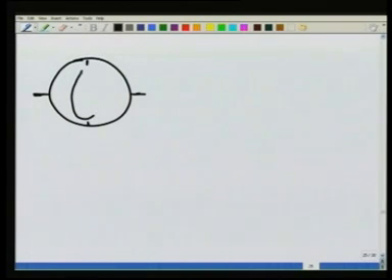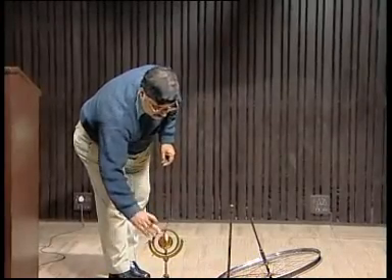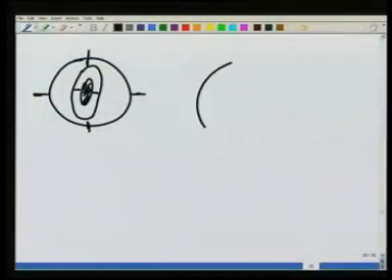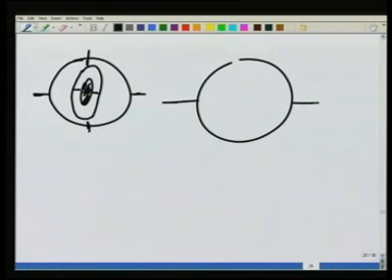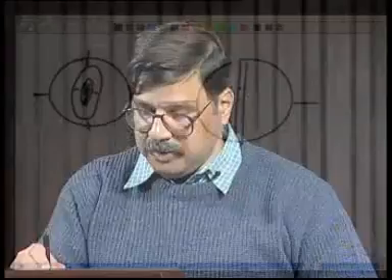Let me make it like this, which can rotate about this vertical axis, and in this inner frame I have a wheel which is like this. Let me look at it from a different view. The outer frame is like this, and let this inner frame be in the position like this, you see this way, and then the wheel is mounted like this.